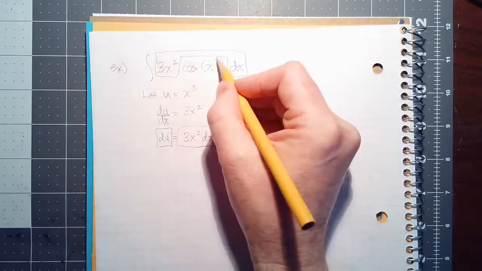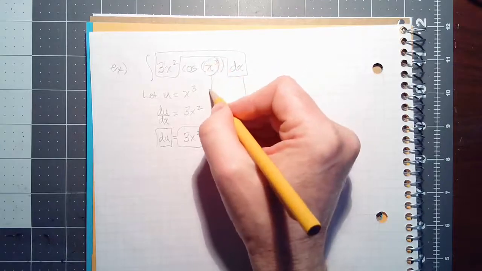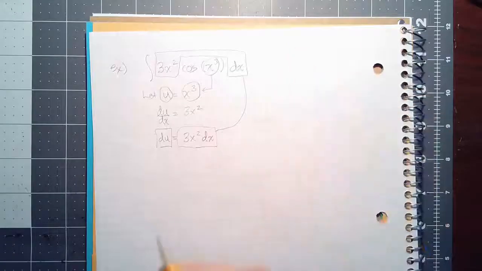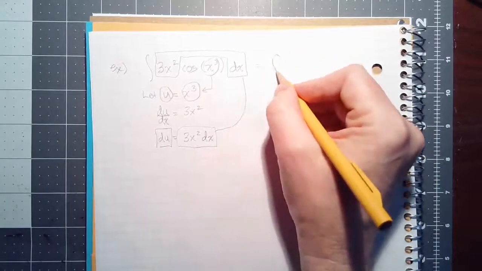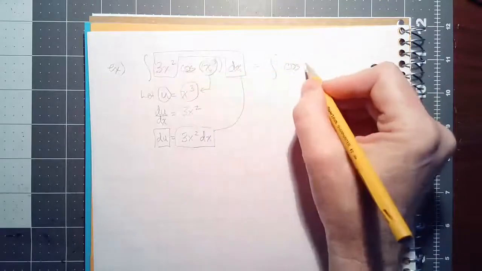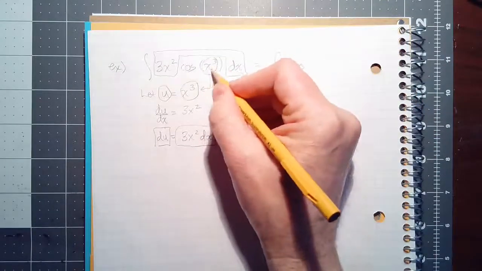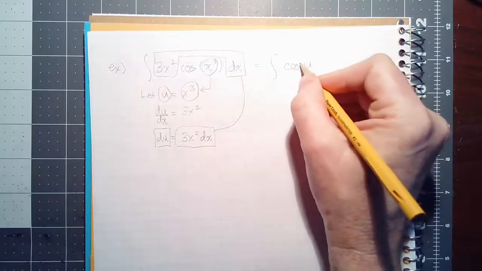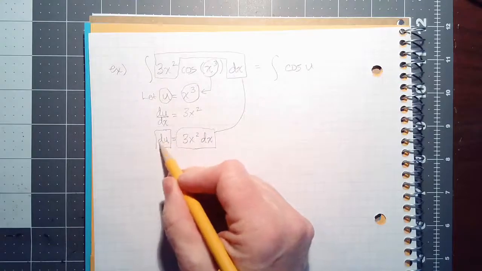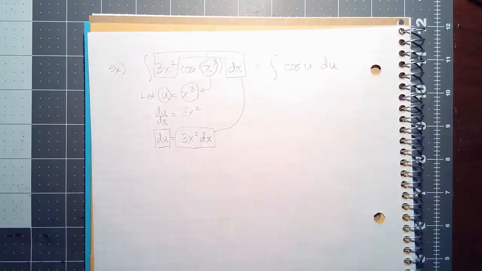And then the x cubed that's sitting right here, well, that's going to get replaced with u. Okay, so here we go. So we're going to have the integral of the cosine, which doesn't get replaced with anything. Its input, the x cubed, is going to get replaced with u. And then the 3x squared dx, all of that now matches the du. So it just simplifies visually what we started with. We can see that this is actually a pretty easy integral to figure out.